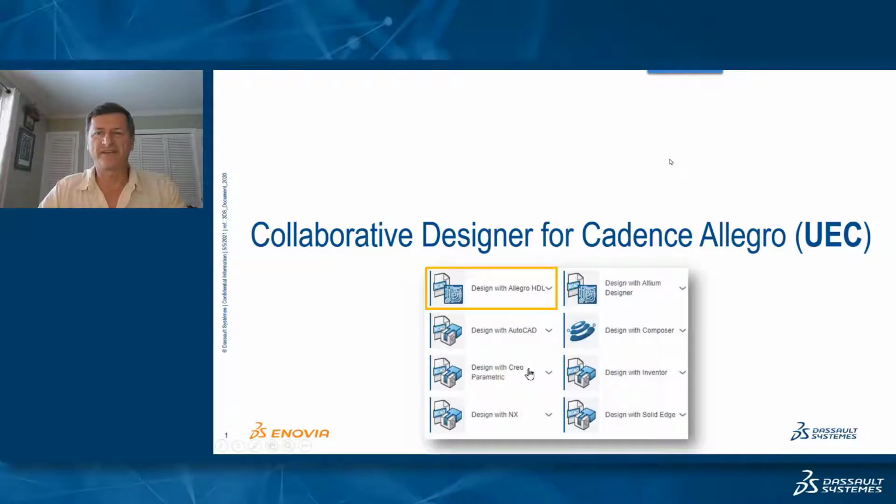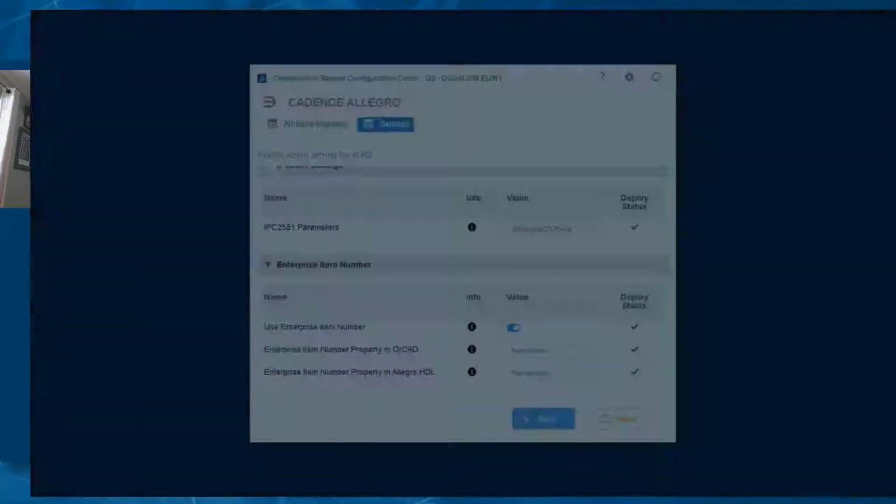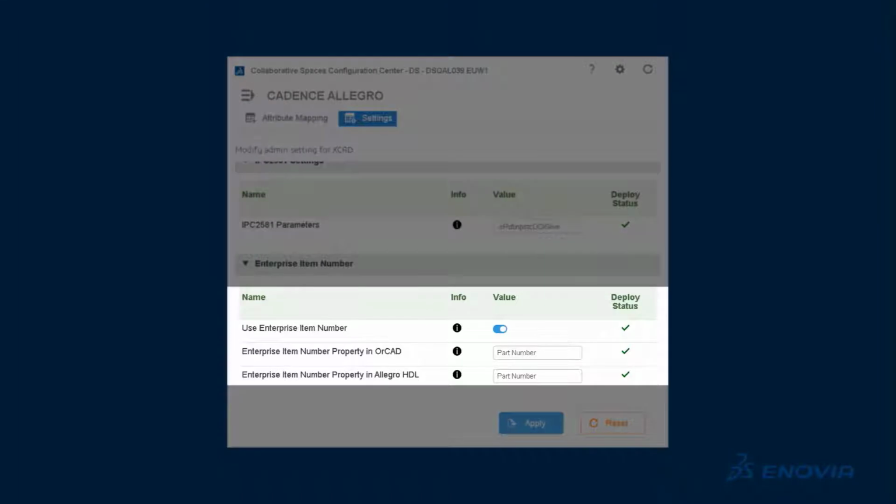For the Collaborative Designer for Cadence Allegro, we have the same functionality we saw earlier for the Altium solution, in that we can bring in and display enterprise item numbers in the Cadence environment. This assumes, as before, that the enterprise item number has been defined in the Collaborative Space Configuration Center. It should be noted that in Cadence, as in Altium, this is not a bidirectional function, and the information is only pushed from the platform to the ECAD application. Let's take a closer look at that within the integration.